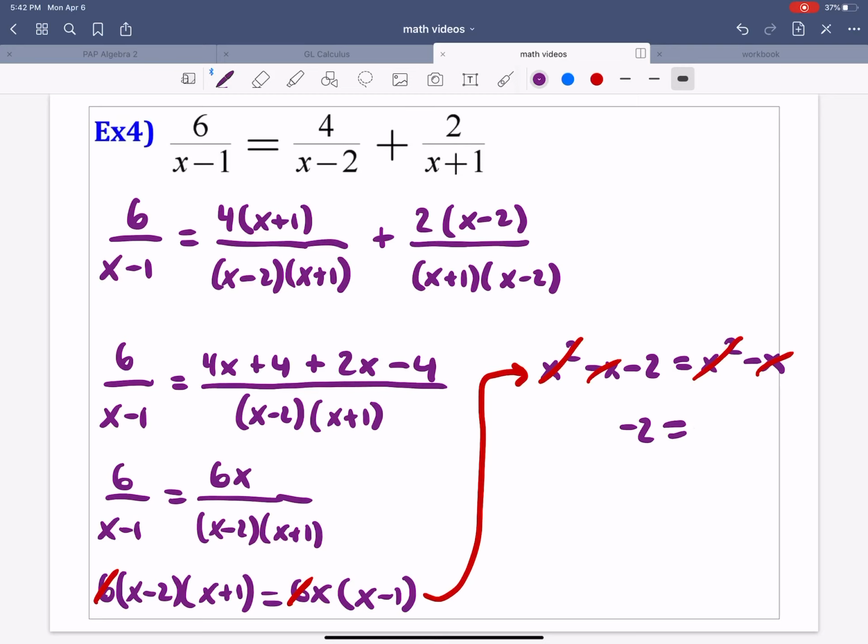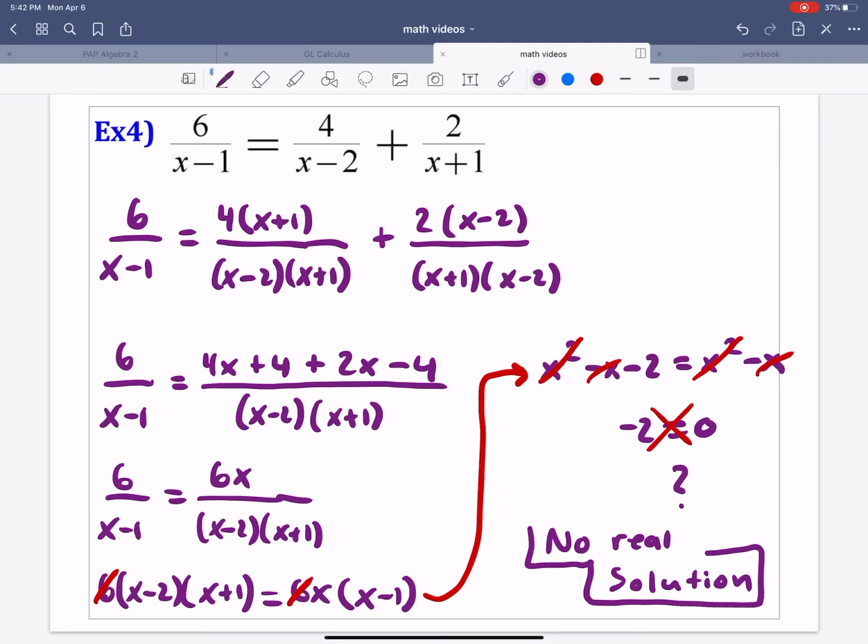So negative 2 equals 0? What? That doesn't make any sense. Negative 2 does not equal 0. Therefore, whenever we get a scenario in algebra where you get a number that equals 0 that's not equal to 0, you say that there is no real solution. We did not make a mistake there. This particular problem just has no real solution. There is no x value that we can use that makes this true.